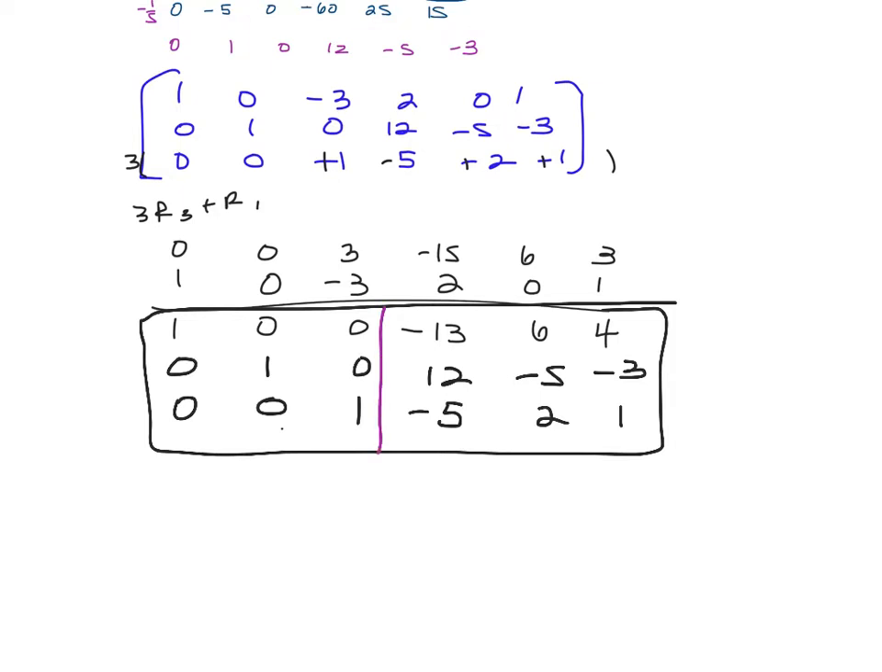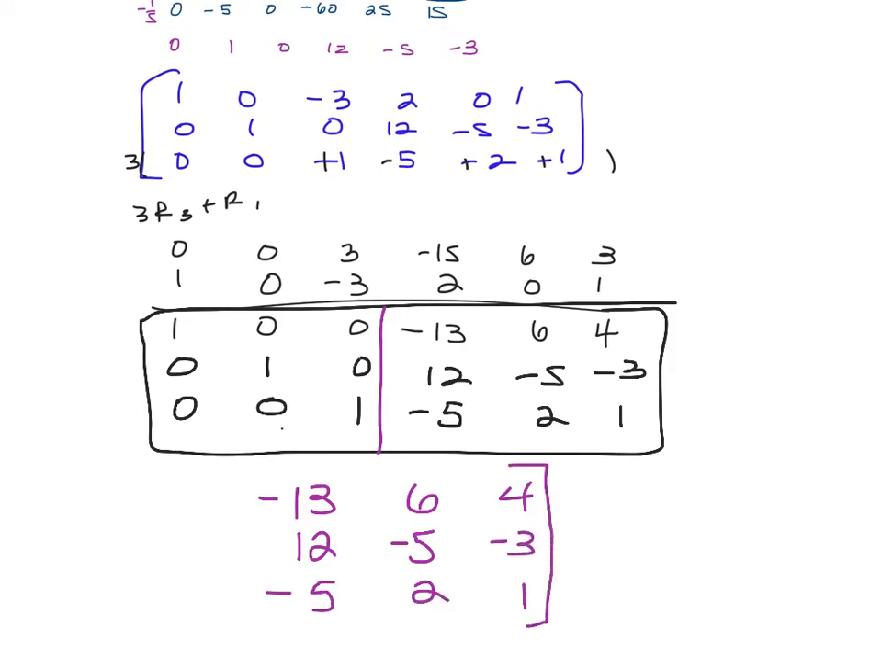So this is like where you draw the line. The left side is 1, 0, 0, 0, 1, 0, 0, 0, 1. The right side is your inverse. So negative 13, 6, 4, 12, negative 5, negative 3, negative 5, 2, and 1 would be the inverse to A. Okay, and you see how easy it is to make a mistake.